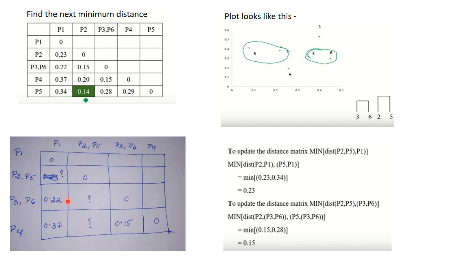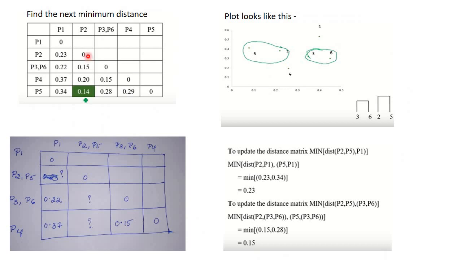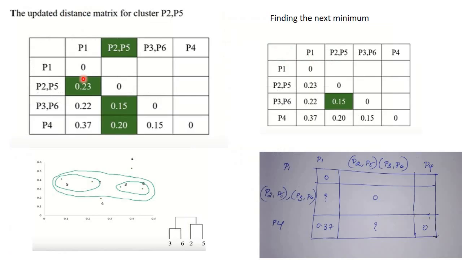And then how do I do this? Whether this question mark here, whether P2 is closer to P4. P2, P4 is 0.20 and P4 and P5 is 0.29. So 0.20 is smaller, so it is replaced with 0.20.